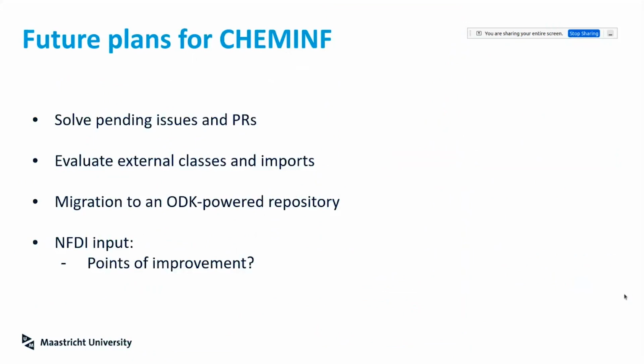And this is related to the third point here for the future plans, which would be migration to an ontology development kit style repository, where we would allow better control over the way we import the external terms into CHEMINF. As I said, there's a number of pending issues and PRs that need to be solved. The different external classes in imports could be evaluated. And I would like to discuss with you whether you see points of improvement or whether there are things that you would like to see done in the CHEMINF ontology. And that's it for my slides.